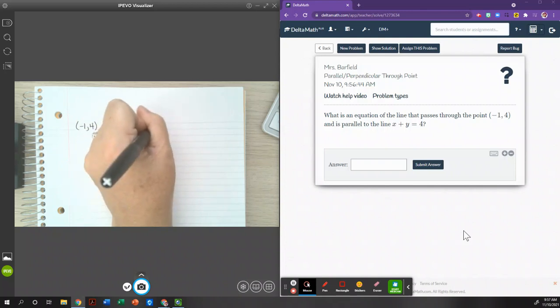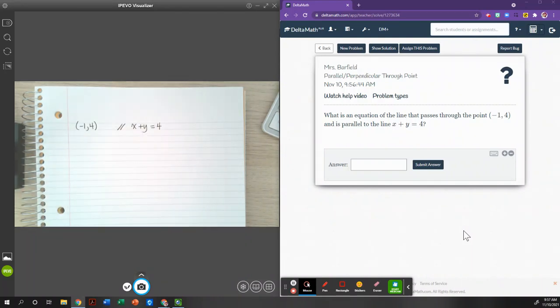All right, you guys, so we are going to be writing equations of a line. Here's the information they gave us in the problem. It says, what is the equation of a line that passes through the point (-1, 4) and is parallel to x plus y equals 4?